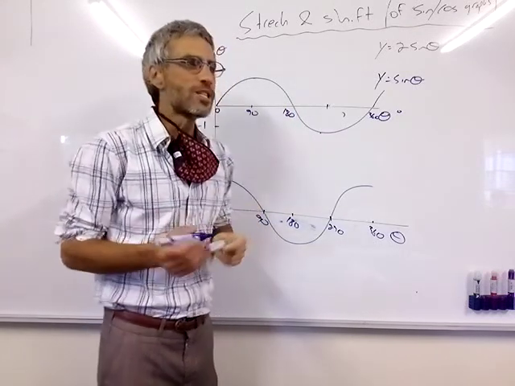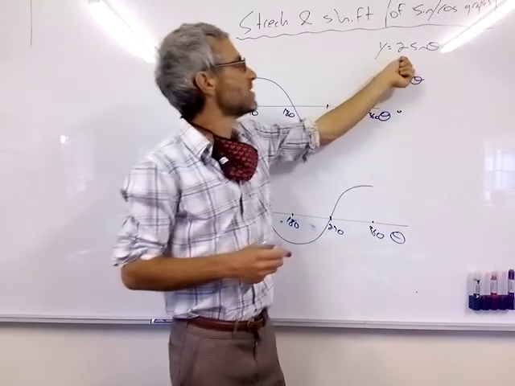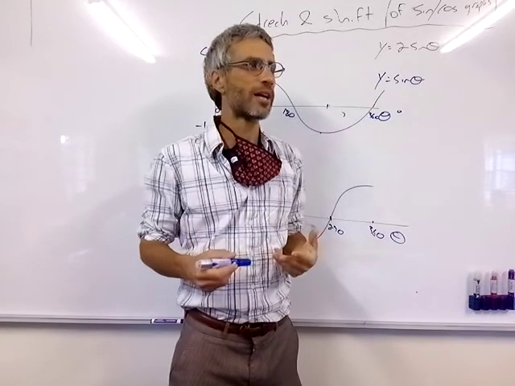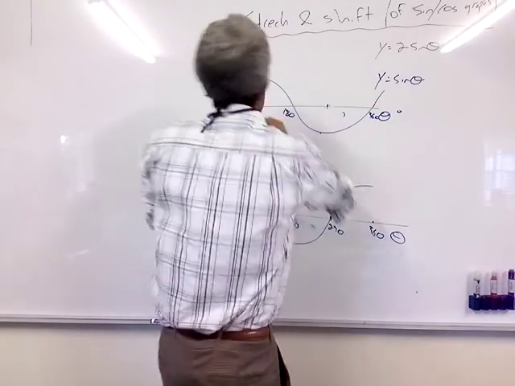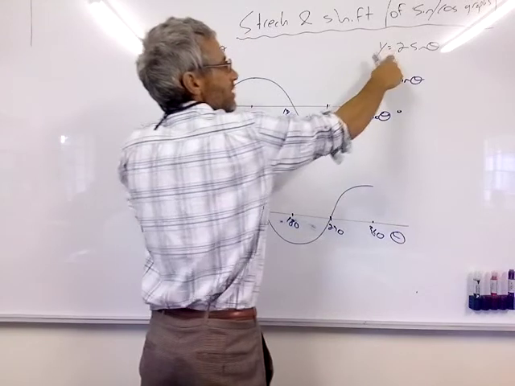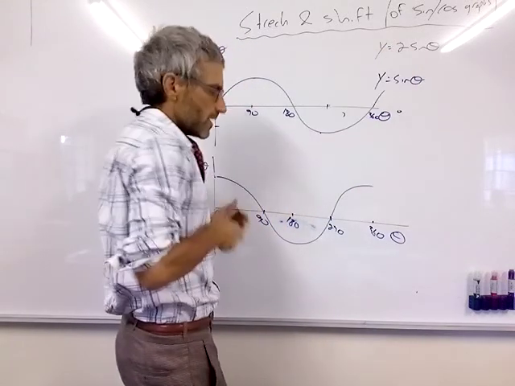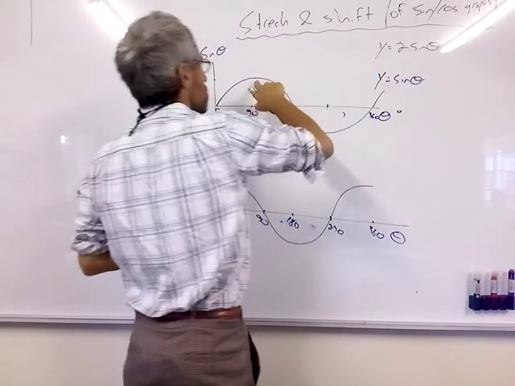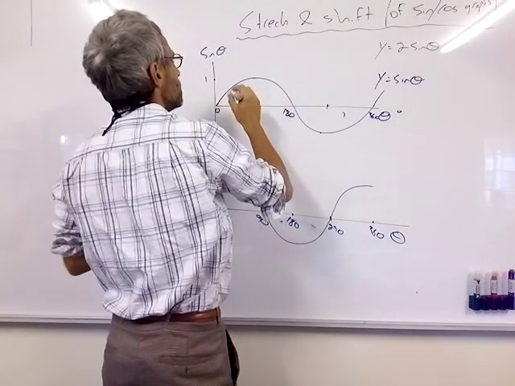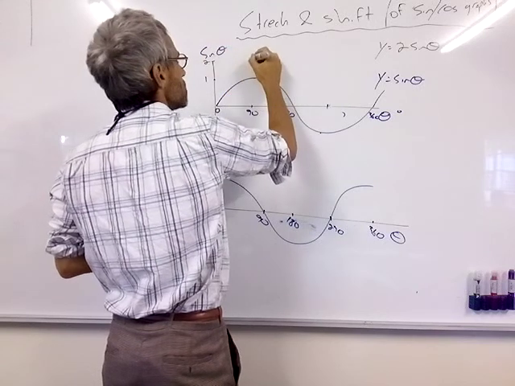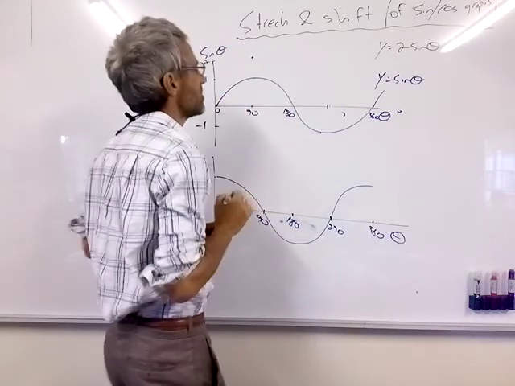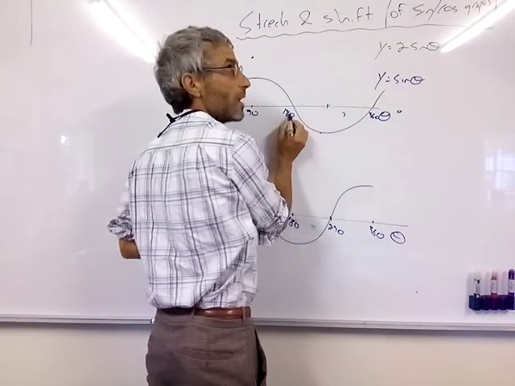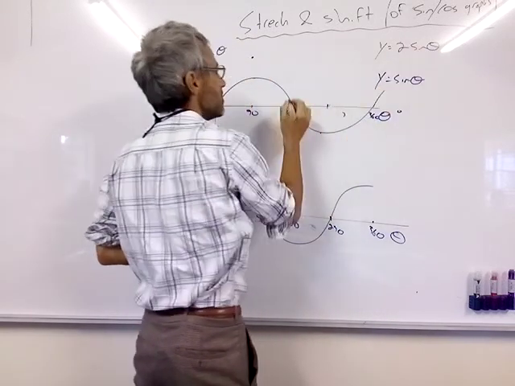Okay. Let's think about this. What does this 2 do? It multiplies everything by 2. So when sine theta is 0, what is 2 times 0? 0. So it's going to stay 0. When sine 90 is 1, what will be 2 sine 90? 2. So I'm going to put a 2 here. So there's going to be a point there. When sine 180 is 0, 2 times 0 will be 0.